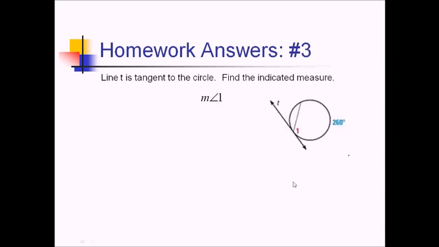For number 3, we've got this angle formed by the intersection of a tangent and a chord. That means this is an inscribed angle and will be half of its intercepted arc, this 260 degrees. So half of 260 gives us an angle of 130 degrees.